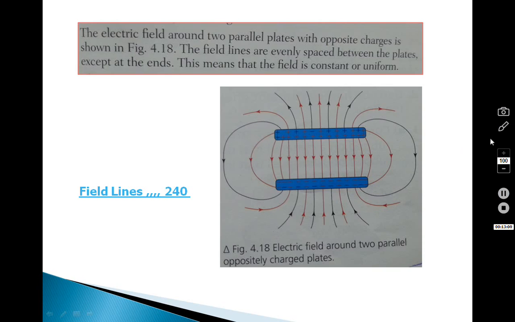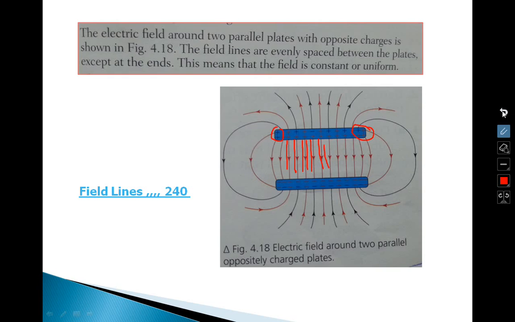The conclusion is the field lines are evenly spaced between the plates here. Evenly, it's straight lines. It comes in straight lines. But at the end, no. It's like a curve.